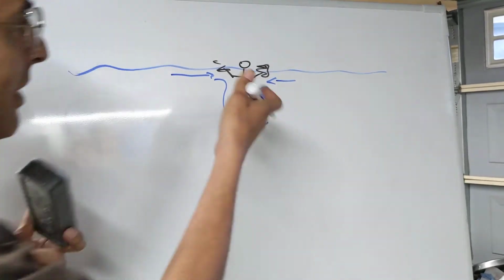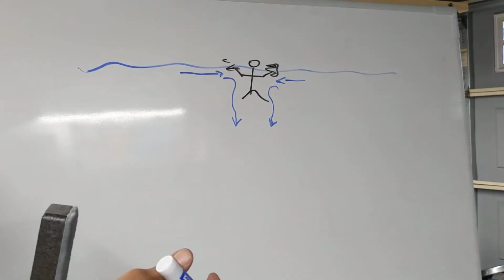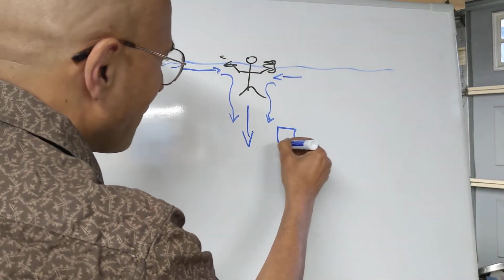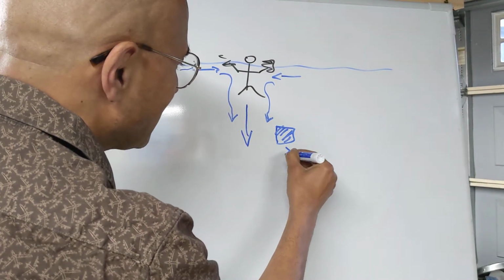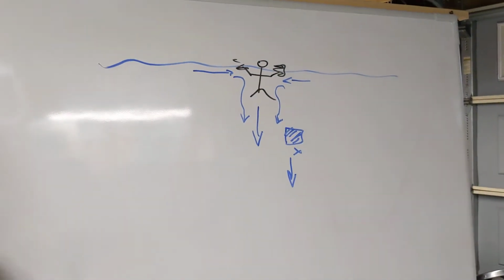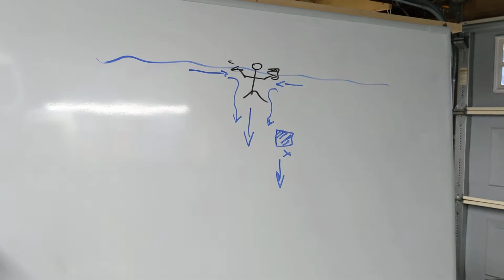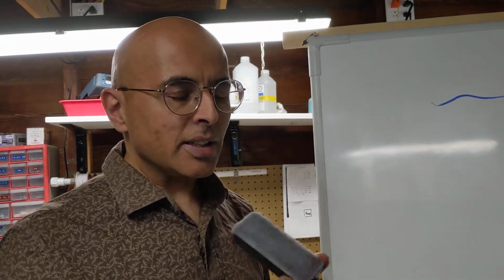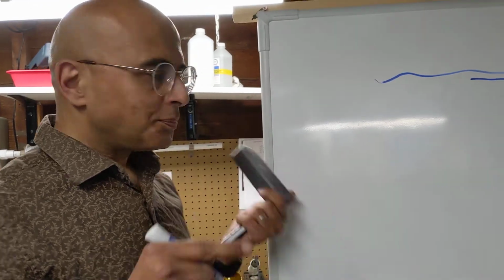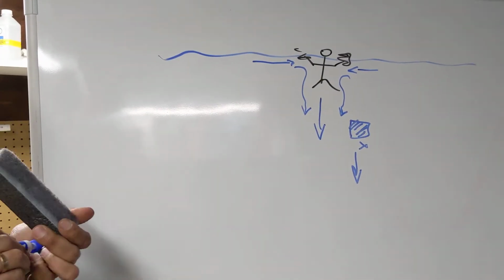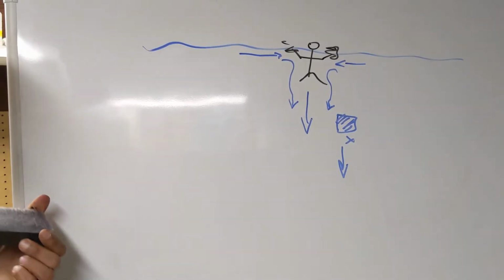The only thing that matters is Newton's laws. I'm pushing water down, a certain mass of water multiplied by a certain speed of how that water is coming down, and in return I'm getting a force upwards. So which of Newton's laws is this? Action and reaction.